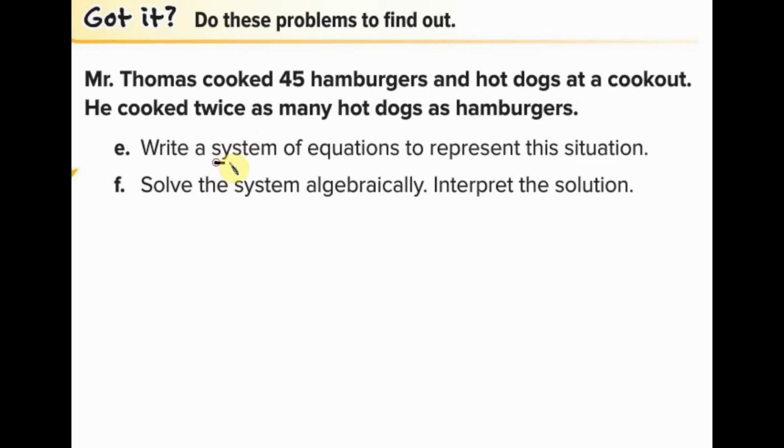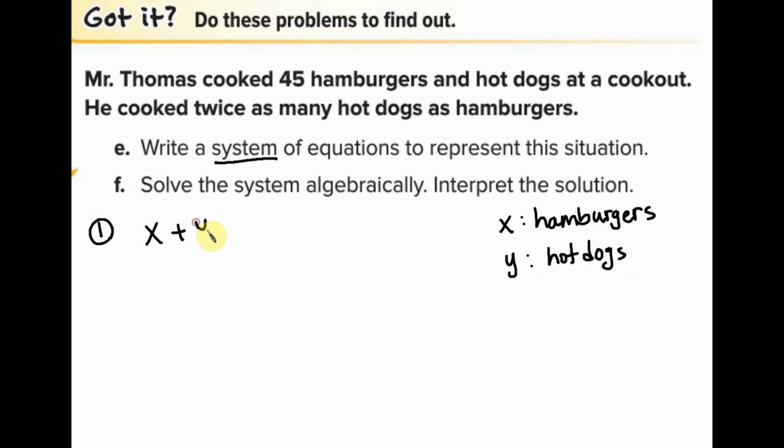Again, when they're asking you to write a system of equations, I need to set up two equations. The first one is if I have x as hamburgers and y as hot dogs, when I add them total, it will become 45. The second part in here is saying he cooked twice as many hot dogs as hamburgers. So if I want to find the relationship between x and y, they were saying there are twice more hot dogs than hamburgers. Since hot dogs were y, if I want to set them to be equal, this one has already more, so I'm going to multiply by 2 to the x, so that way they will be equal amount.